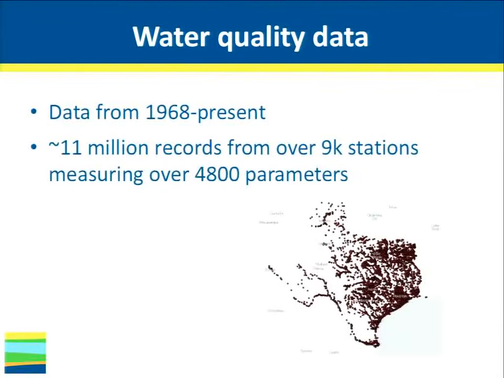That data goes back to 1968. So around 11 million records from over 9,000 stations, measuring 4,800 different parameters. For the purposes of this app, we've just chosen kind of the top 4 parameters that we think are the most useful and easy to understand.